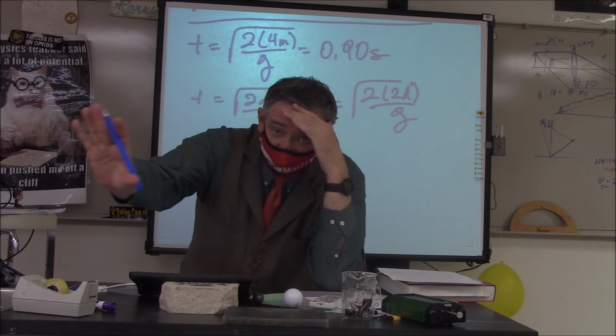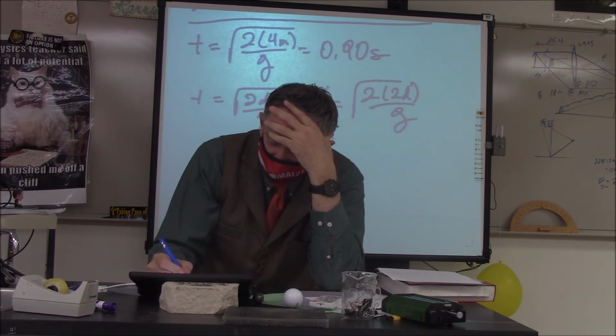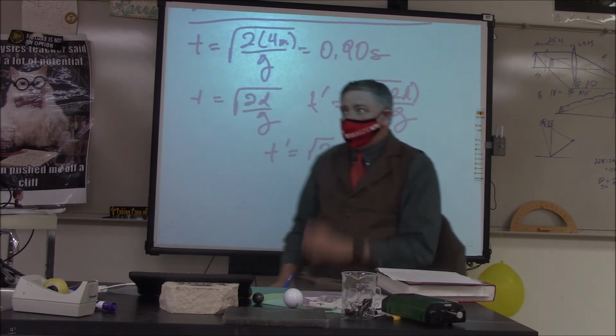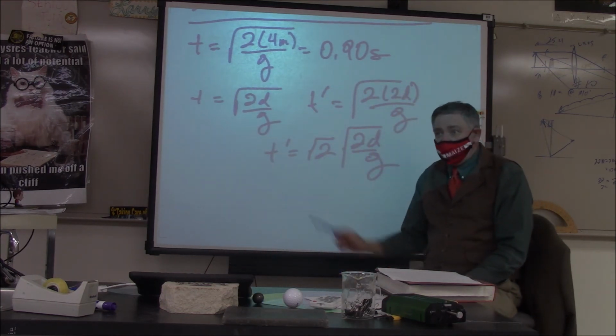Now, y'all have done algebra, right? So can I do this? Can I write that as the square root of 2 times 2d over g? Is this legal? Can I just pull out that 2 and write it like this?